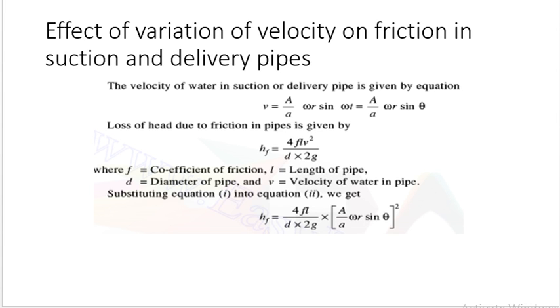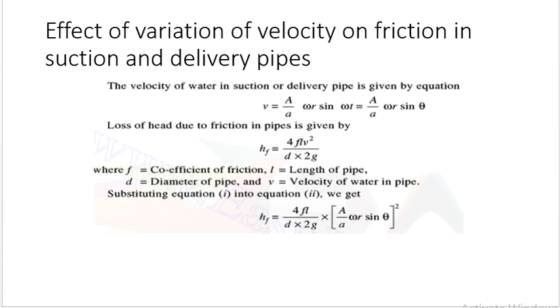slide, that is capital A by small a omega r sin omega t. We can write theta in place of omega t, theta is equal to omega t. Loss of head due to friction in pipe. You all know that loss of head in pipes is equal to 4 f L V square upon 2 d g, where f is equal to coefficient of friction, L is equal to length of pipe, small d is diameter of pipe, V is equal to velocity of water in pipe.